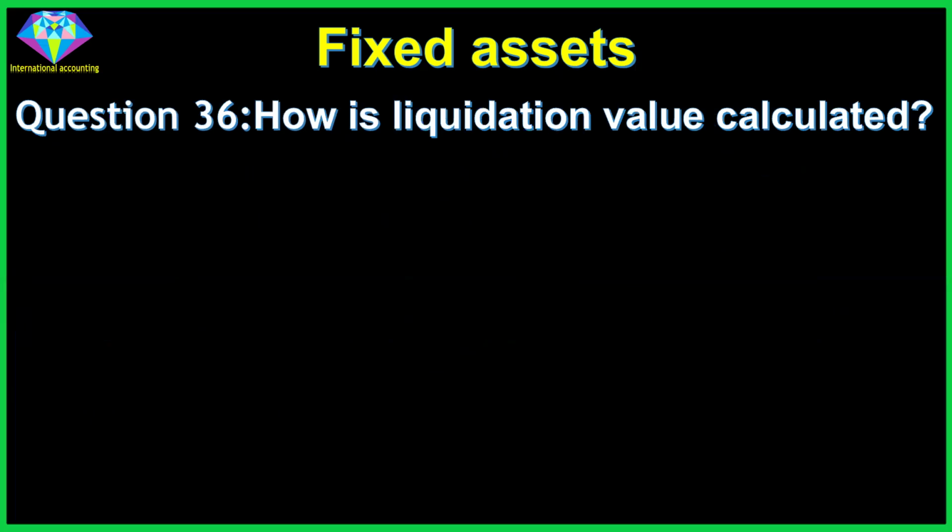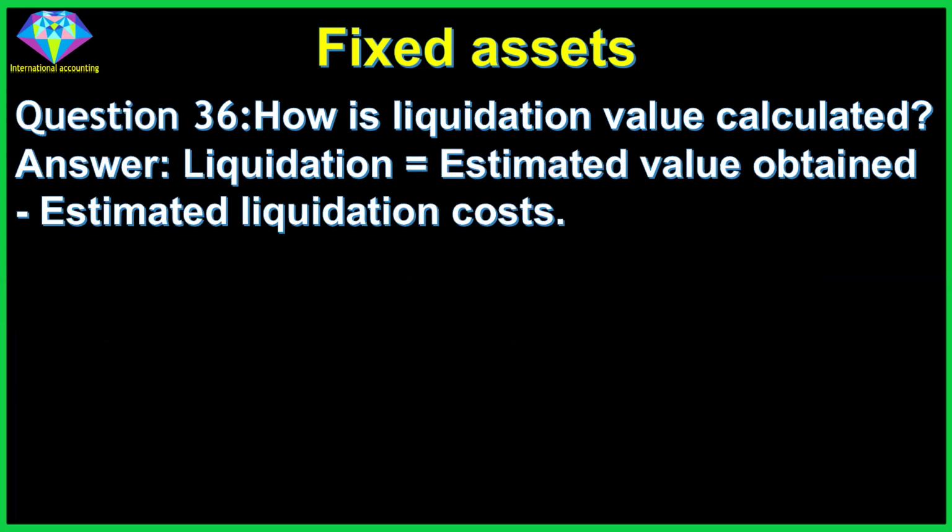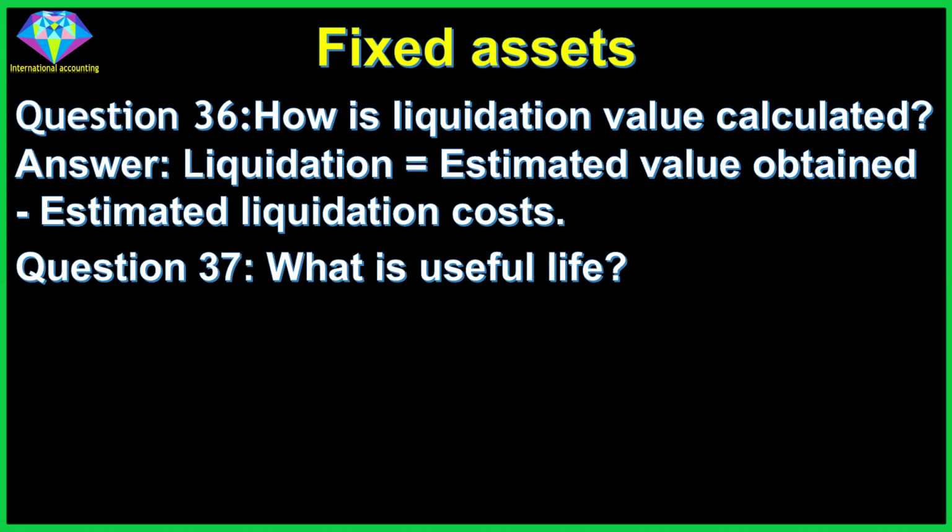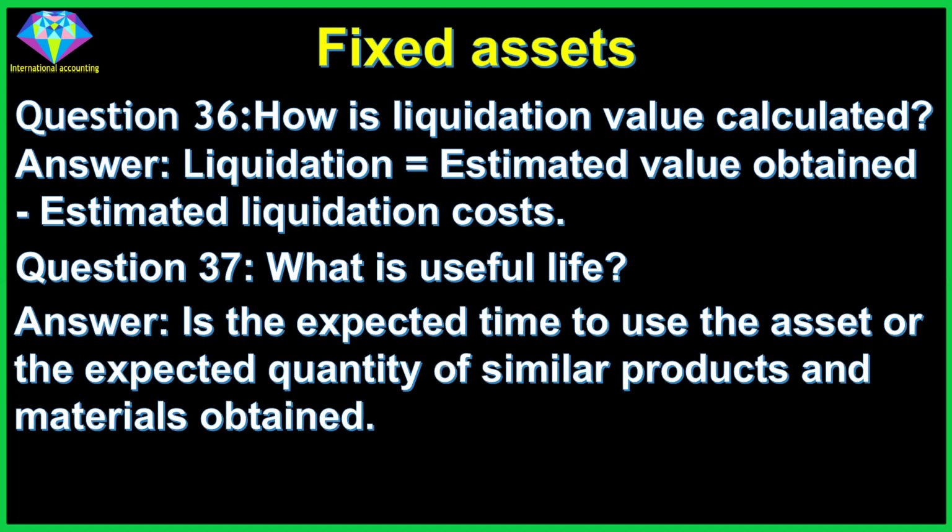Question 36. How is liquidation value calculated? Answer: liquidation equals estimated value obtained subtract estimated liquidation costs. Question 37. What is useful life? Answer: it is the expected time to use the asset or the expected quantity of similar products and materials obtained.